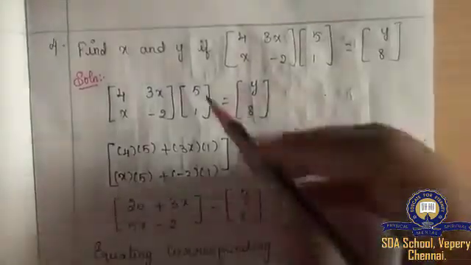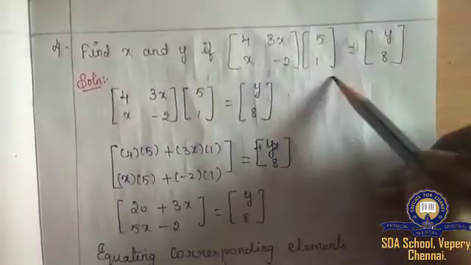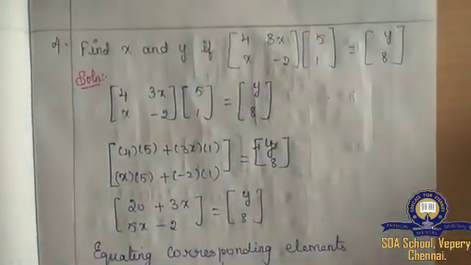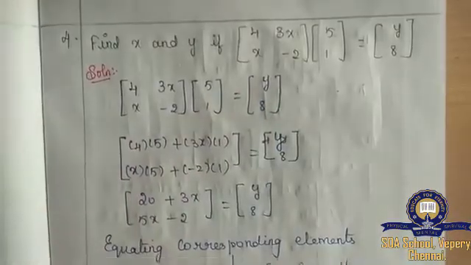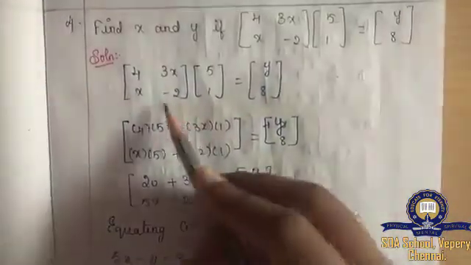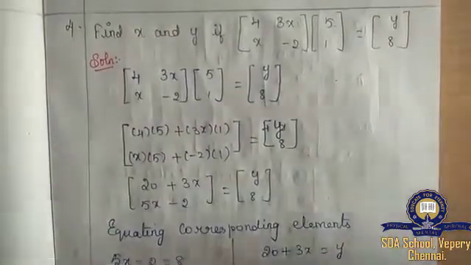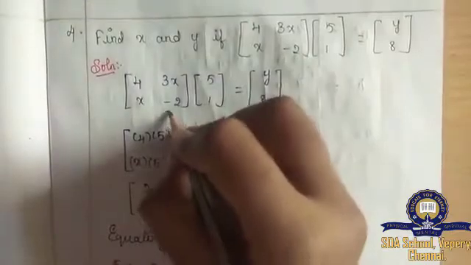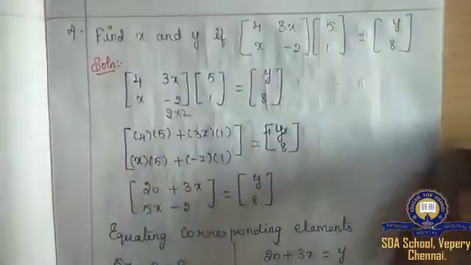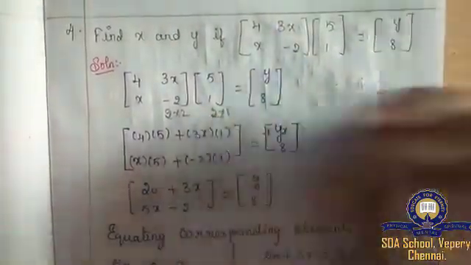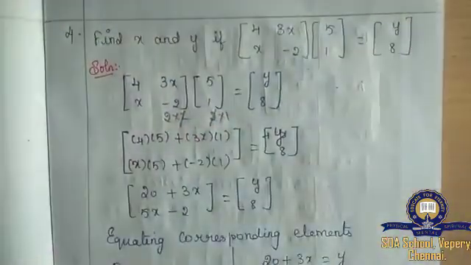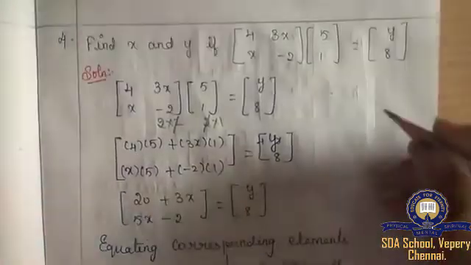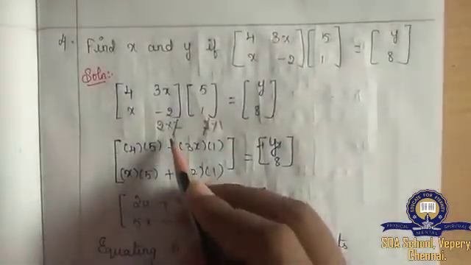Then the fourth problem: find x and y if [4, 3x; -2, 5x] into [5; 1] is equal to [y; 8]. So here we have to multiply these two matrices. Just to check whether the matrix multiplication is possible or not, what will be the order? 2 by 2. The order of this matrix is 2 by 1. So the numbers in between are the same, right? So can you say the matrix multiplication is possible? Yes. Then go for the matrix multiplication.